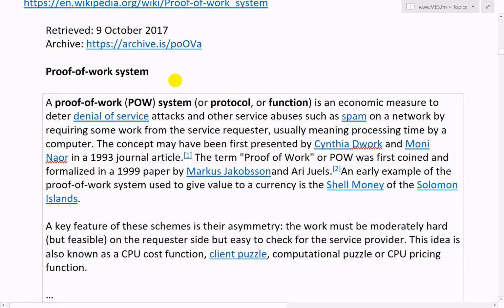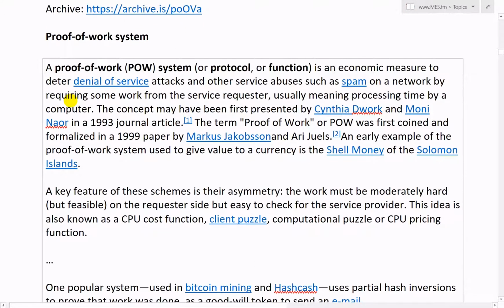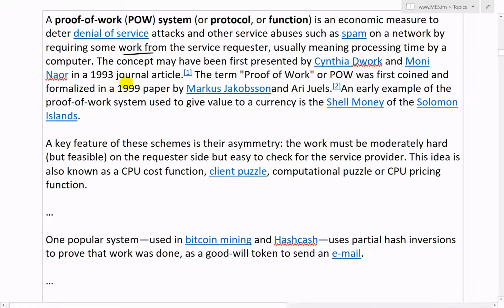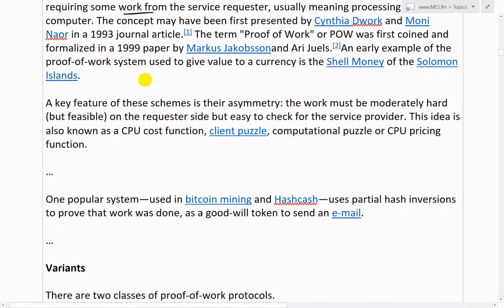So the proof of work system, just in general, a proof of work or POW system, protocol, or function is an economic measure to deter denial of service attacks and other service abuses such as spam on a network by requiring some work from the service requester, usually meaning processing time by a computer. The concept may have been first presented by Cynthia Dwork and Moni Naor in a 1993 journal article. The term proof of work or POW was first coined and formalized in a 1999 paper by Markus Jakobsson and Ari Juels. An early example of the proof of work system used to give value to a currency is the shell money of the Solomon Islands.